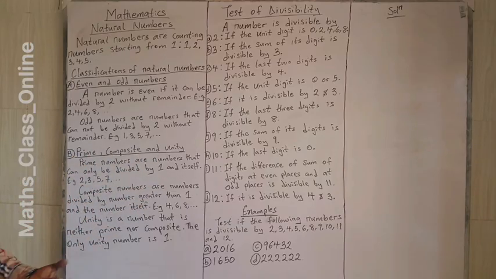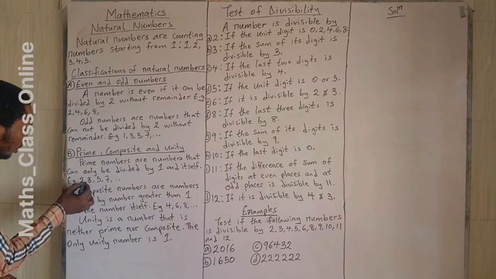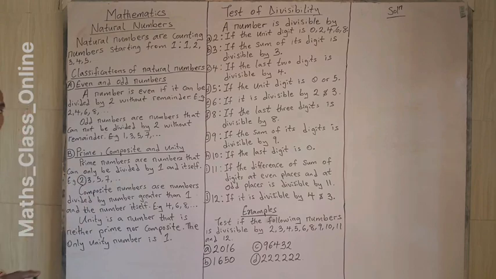Prime numbers are numbers that can only be divided by 1 and itself. Examples: 2, 3, 5. Note that 2 is the only even prime number that we have. 2 is even and also a prime number.